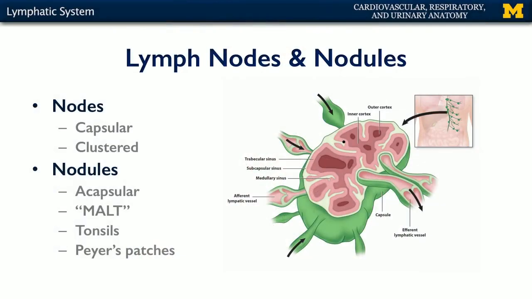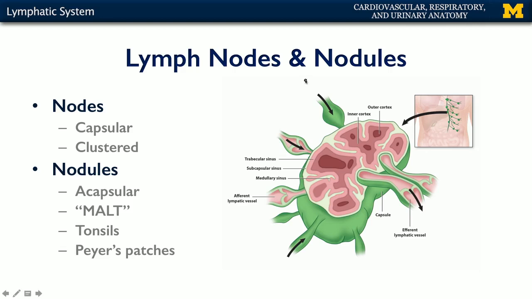Lymph nodes and nodules are secondary lymphatic organs. The difference between the two is an outermost capsule. So lymph nodes have a connective tissue capsule that surrounds them, whereas lymph nodules do not. Lymph nodes are clustered, and those clusters of lymph nodes are typically named for the anatomical region that they're serving.